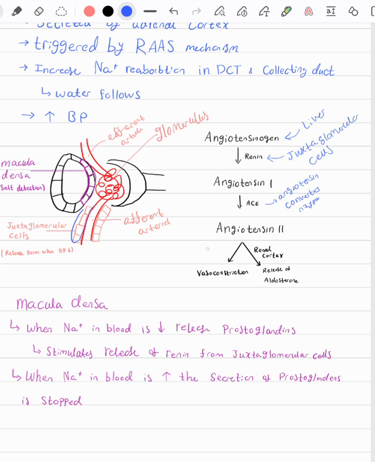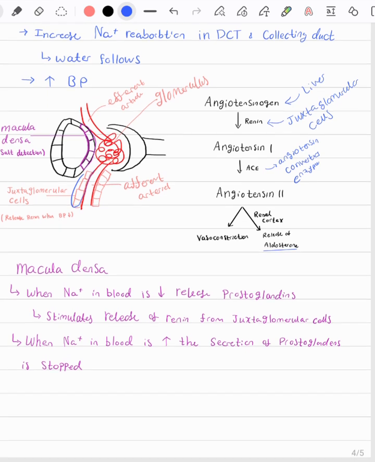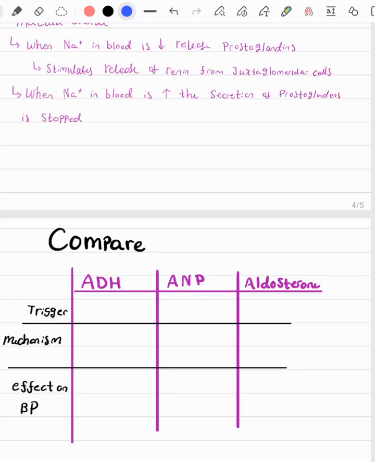Angiotensin 1 makes its way all around the body, and then eventually in the lungs it finds the ACE, or the angiotensin converting enzyme. And so then it's going to be converted into angiotensin 2. This then can act on the renal cortex, and you can release aldosterone, or it can also cause vasoconstriction. So now we're going to compare these.